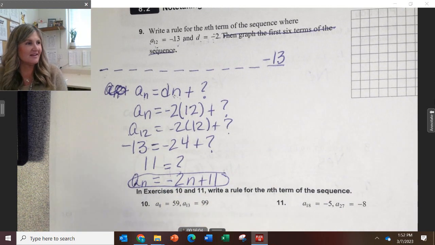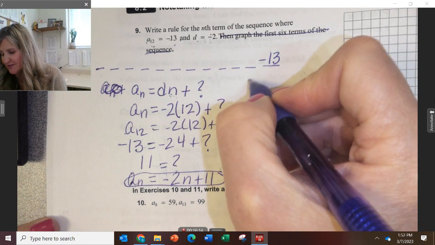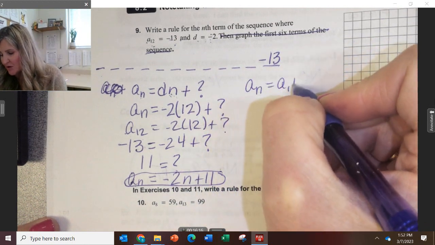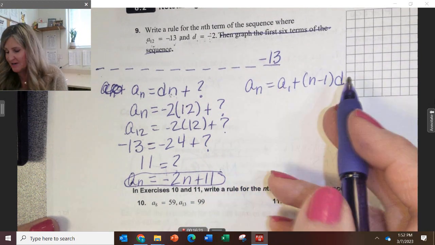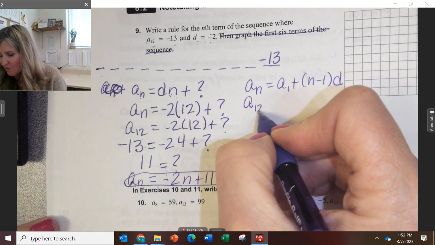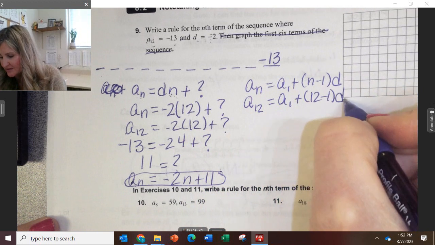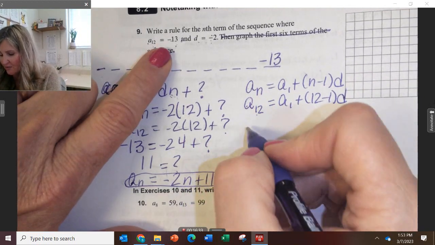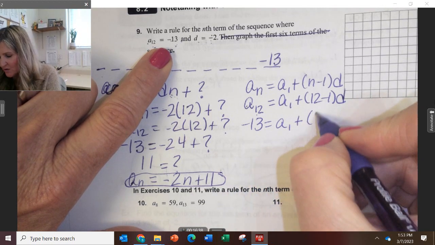Okay, guys, I feel like people were a little confused there. No? Because I can use the other formula too. Watch, I'm just going to quickly do it with the other formula. A sub n equals a sub 1 plus n minus 1 times d. I don't know a sub 1, but I'm going to find it. Here's how I can find it. A sub 12 I know, so I'm going to plug in 12 for n because I know it. Okay, so a sub 12 was negative 13 equals a sub 1 plus 12 minus 1 is 11.